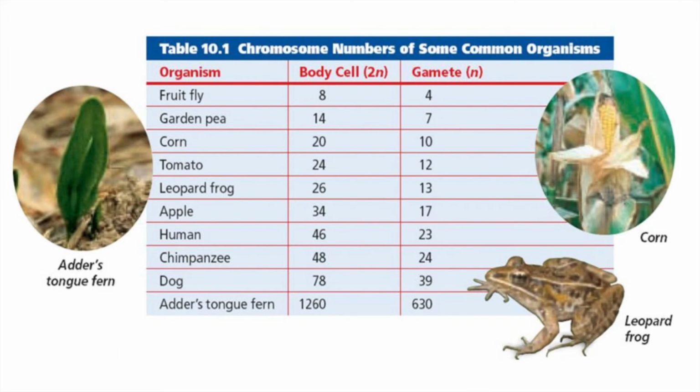Here is a table that shows you all the various species and how different they are in regards to how many chromosomes they have and how many chromosomal pairs. For example, human has 46 chromosomes or 23 pairs, whereas an apple has 34 chromosomes or 17 pairs. So as you can see, a fruit fly has only 8 or 4 pairs, and the human is much more complex, and we have a higher number of chromosomes.